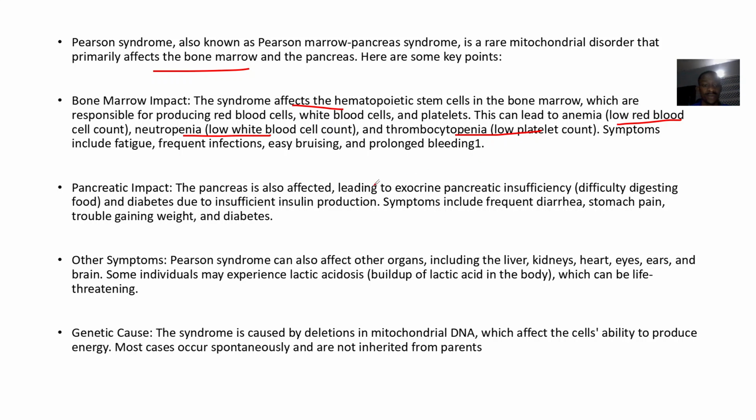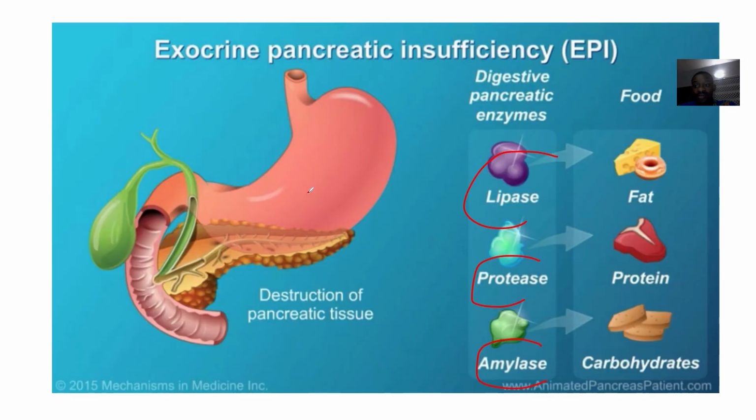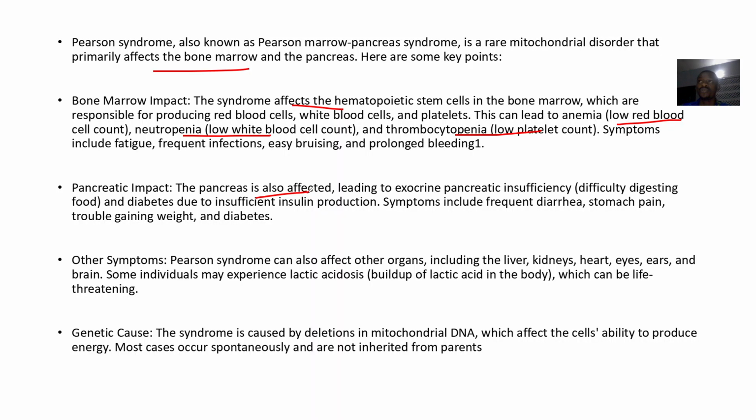Alright. So pancreatic impact. Pancreas is also affected. So basically, it's the enzymes of the pancreas that will be affected, right? So you know these enzymes are meant to digest food. So because the enzymes are affected, you have problems digesting food. Then diabetes is due to insufficient insulin production, so high glucose levels in the body. So symptoms include frequent diarrhea, stomach pain, trouble gaining weight. Okay, trouble gaining weight.